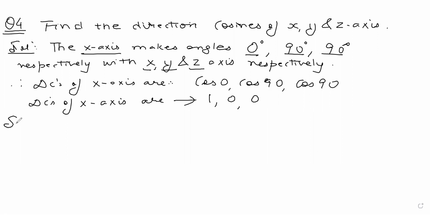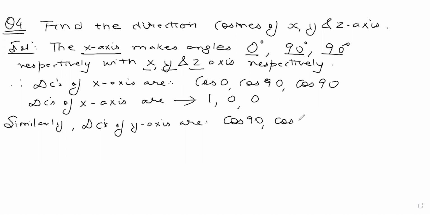Now, similarly, if you talk about the y-axis, it will make angles of 90 degrees, 0 and 90 degrees with the x, y and z axis respectively. So I can say that the direction cosines of the y-axis are cos 90, cos 0, cos 90, which are 0, 1, 0.